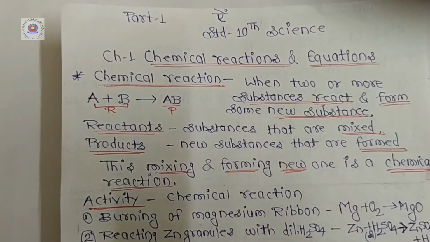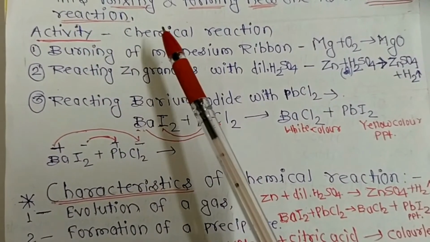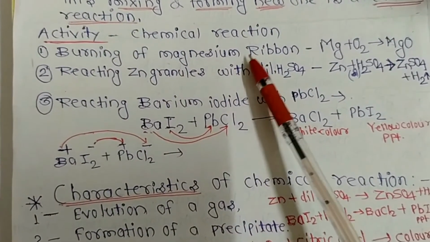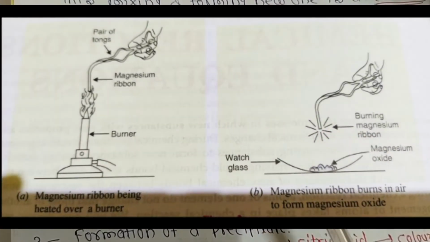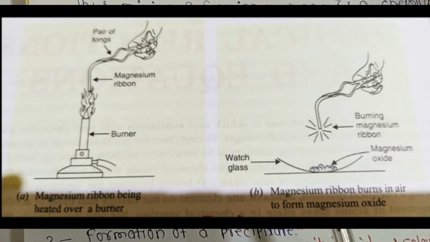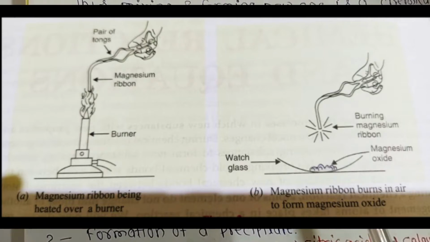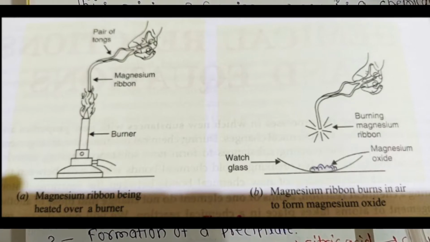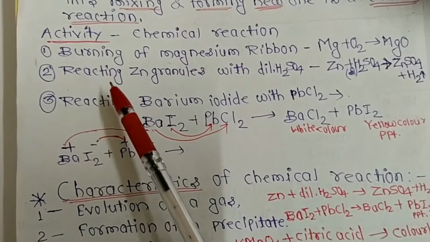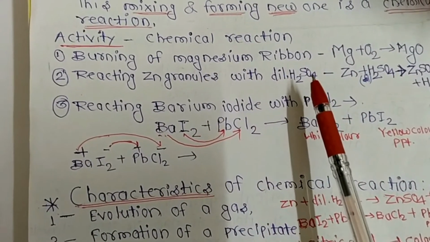Clear this one? Okay, now we take some activities to understand chemical reaction more. The first activity is burning of magnesium ribbon. Look at that picture. If we burn the magnesium ribbon in air, the magnesium reacts with oxygen and forms magnesium oxide. So magnesium and oxygen are reactants and magnesium oxide is the product.